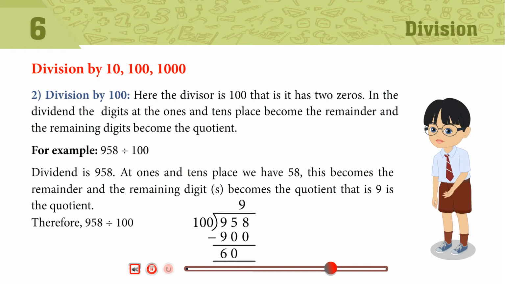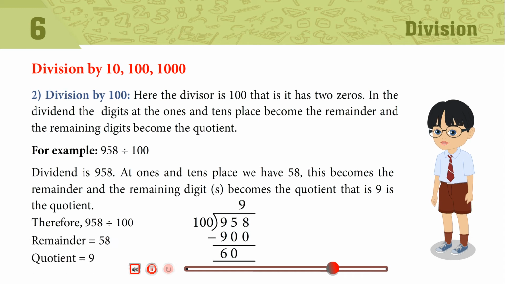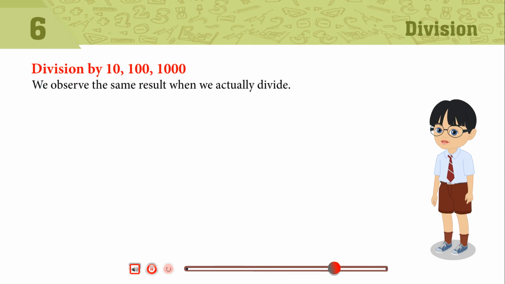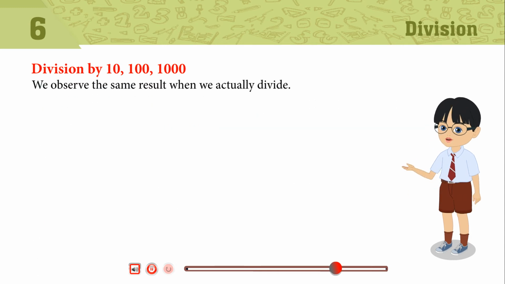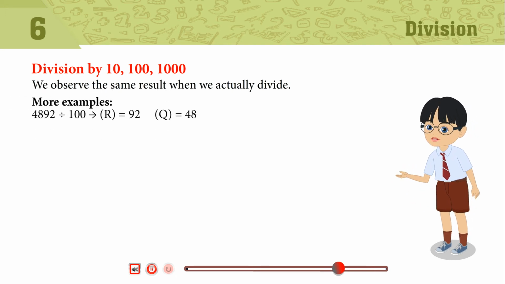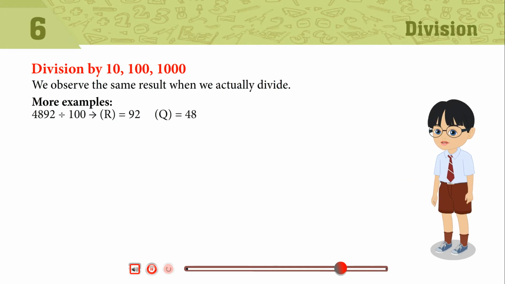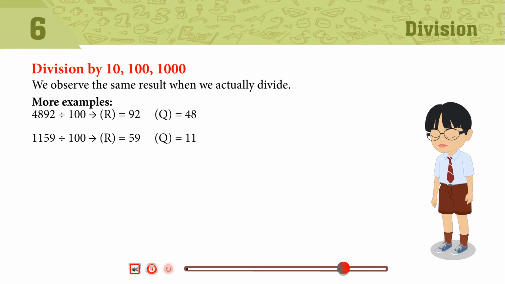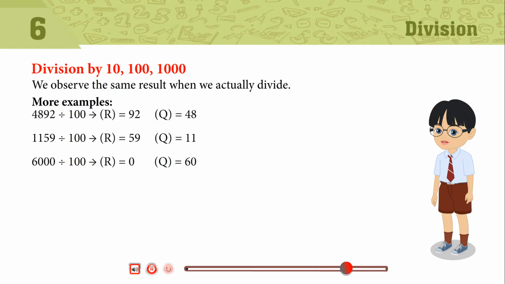Therefore, 958 divided by 100, remainder is equal to 58, quotient is equal to 9. We observe the same result when we actually divide. More examples. 4892 divided by 100, remainder is equal to 92, quotient is equal to 48. 1159 divided by 100, remainder is equal to 59, quotient is equal to 11. 6000 divided by 100, remainder is equal to 0, quotient is equal to 60.